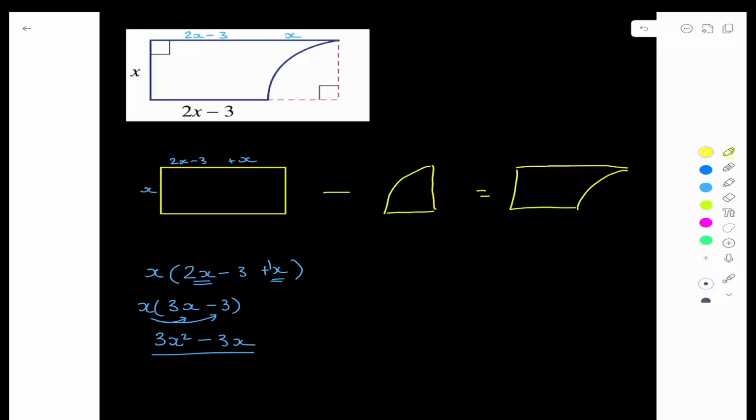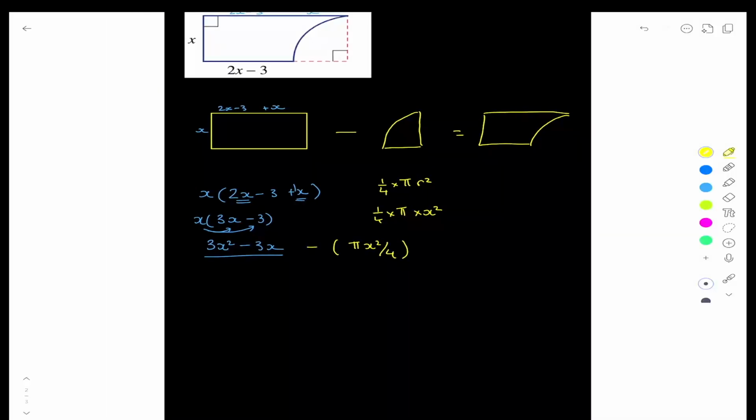Okay, the second part, let's work out the area of the quarter of a circle. So it's going to be a quarter times pi r squared, and we know r is x. So that just leaves me with pi x squared on 4. So we're going to subtract that area, right? So subtract pi x squared on 4. So the area is just 3x squared minus 3x minus pi x squared on 4.